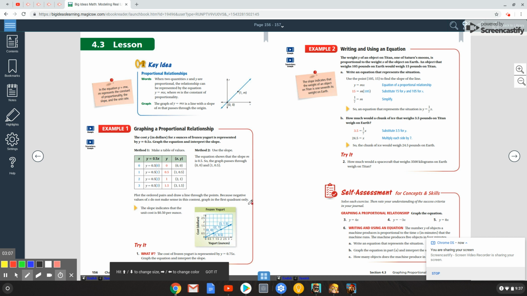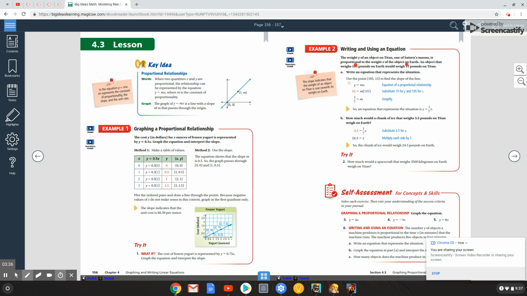Now, next we move on to writing and using an equation. The weight y of an object on Titan, one of Saturn's moons, is proportional to the weight x on Earth. So an object that weighs 105 pounds on Earth will weigh 15 pounds on Titan. So how are we going to do that? Well, we first take our equation. Our equation is always going to be y equals mx.